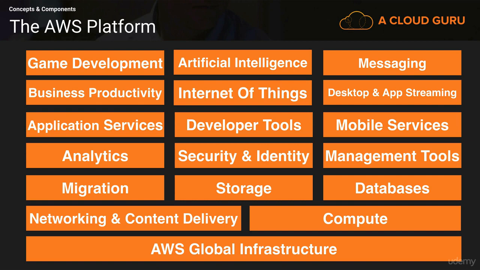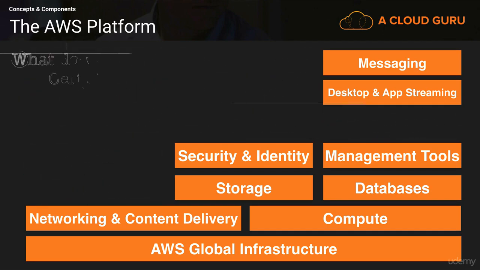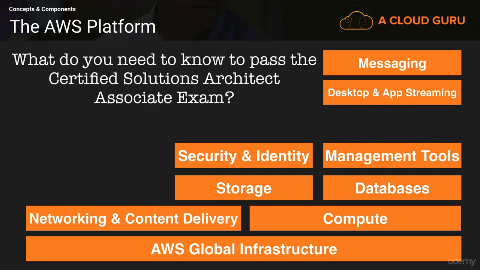So there does seem to be an awful lot here, but what's actually relevant to the AWS Certified Solutions Architect Associate exam? Well, actually, it's these services, and these are basically the services that you're going to need to know in order to pass your exam. Your messaging services you're going to need to know. Desktop and app streaming, you're only going to need to know at a very, very high level, specifically around WorkSpaces. We're going to cover off what that is later on in the course, but you don't really need to focus on that much at all.